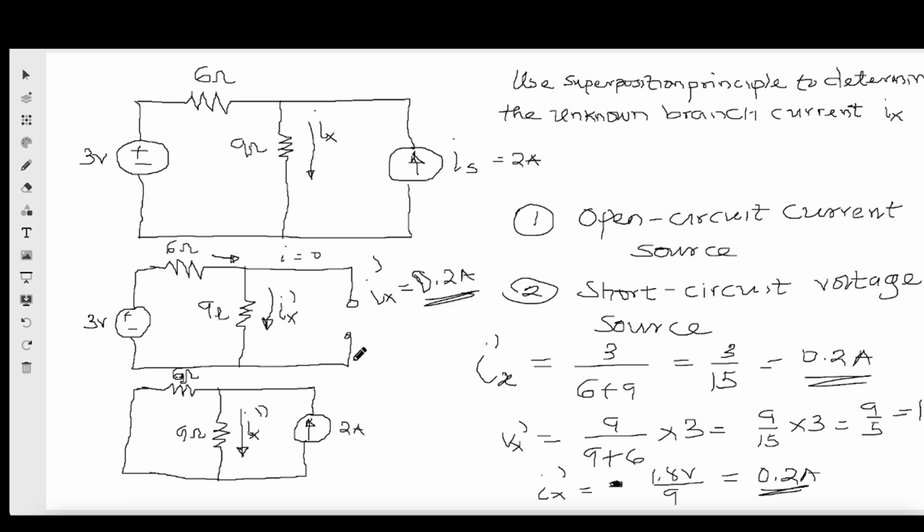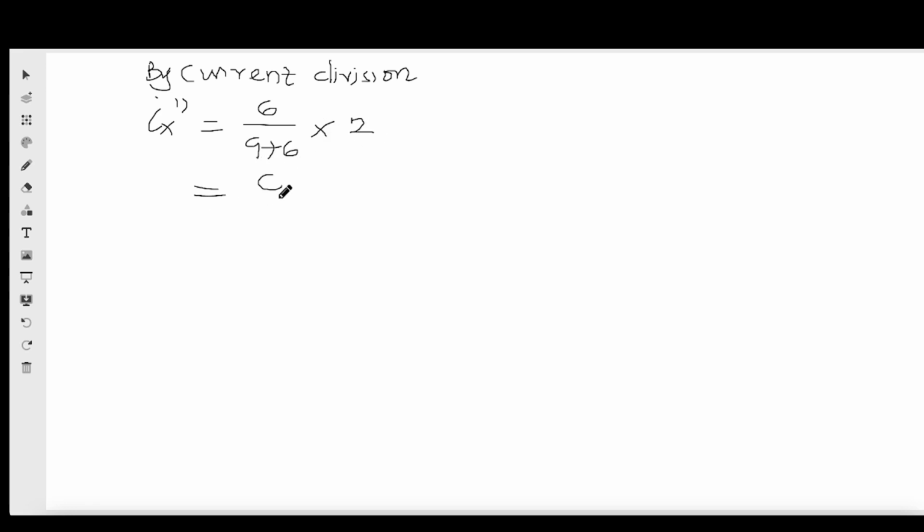So we get the current going through the 9 ohms by dividing the 2 ampere current. By current division, Ix prime will be 6 over 9 plus 6 multiplied by 2, which is 6 over 15 times 2, that's 12 over 15, and of course that will be 0.8 amperes. That is very, very simple.